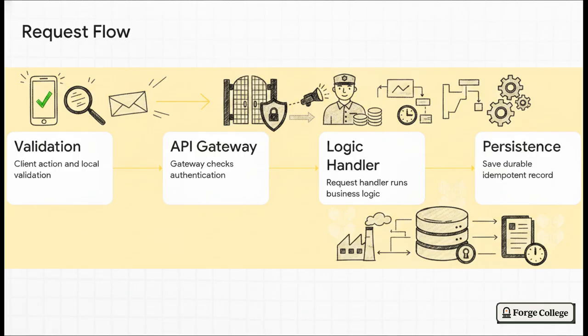Step 2 is the API gateway. Think of this as the strict security guard at the mailroom door. It terminates the connection, checks your auth token, and enforces rate limits. Step 3 is the request handler, which actually executes the business logic of your app. And finally, Step 4, persistence and idempotency, where a durable record of that request is logged into a database.